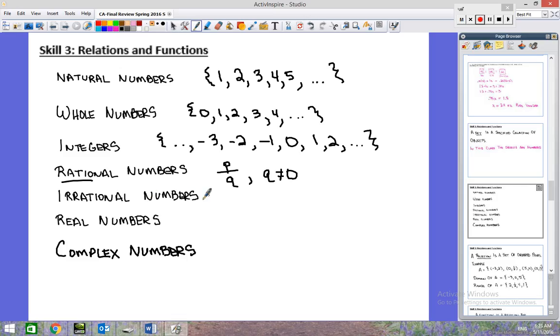Irrational numbers are real numbers that cannot be written as a ratio of integers. Irrational numbers: pi, square root of 2, e, and so forth. They have a decimal representation, a decimal that goes on forever with no kind of repeating pattern.